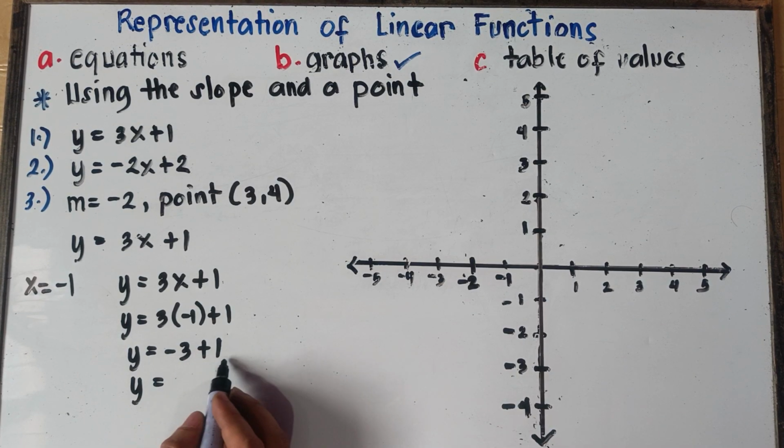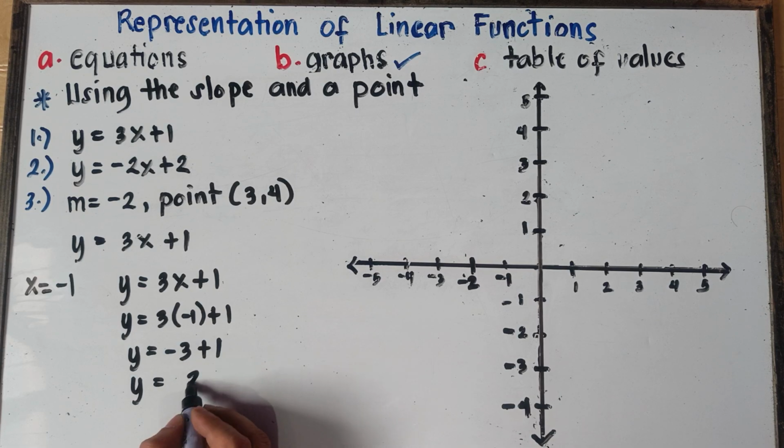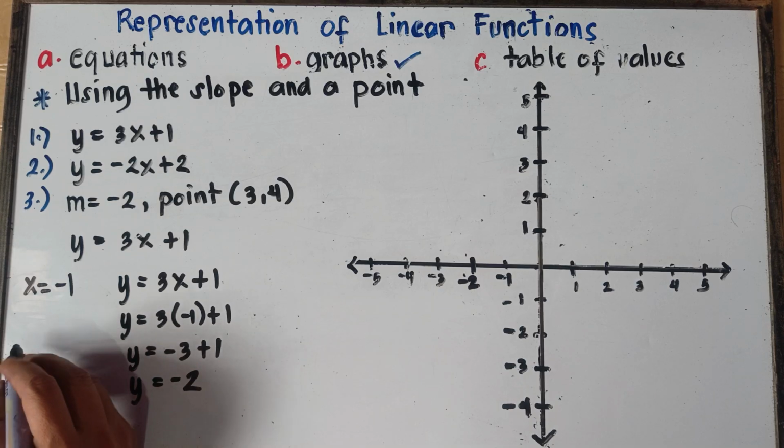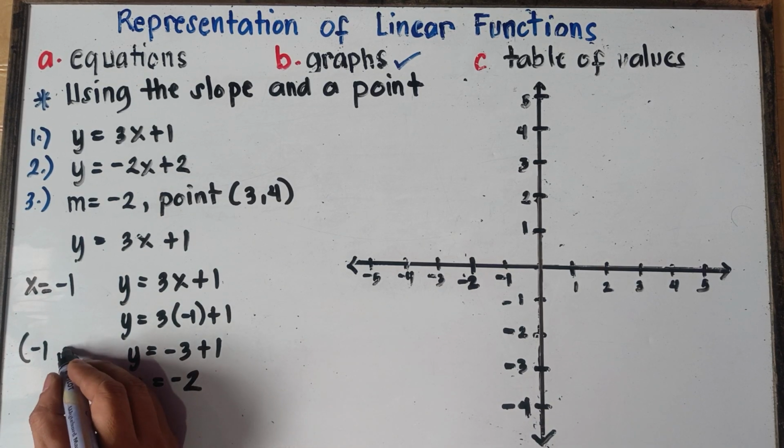If the signs are not the same, you subtract. 3 minus 1 is 2. Now 3 is greater than 1, so we copy the sign of 3. That would be negative 2. So therefore, class, our first point, our first ordered pair: if x is negative 1, y is negative 2.